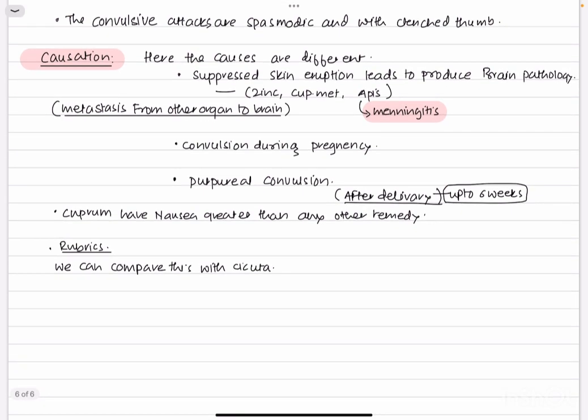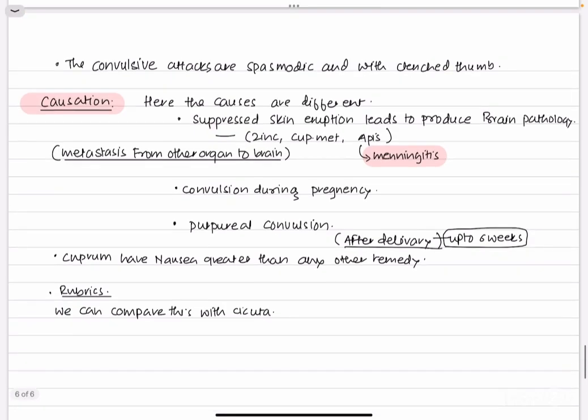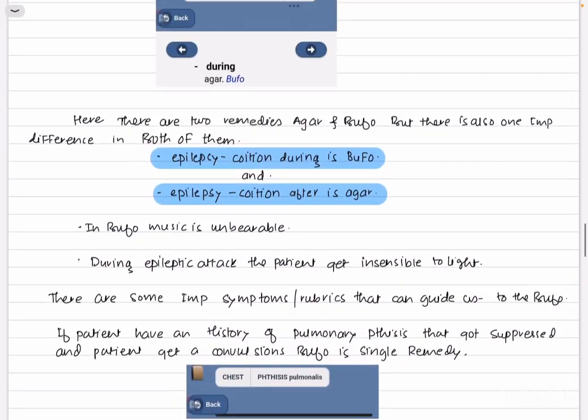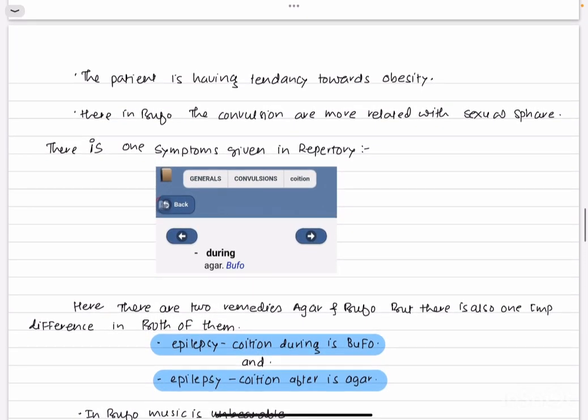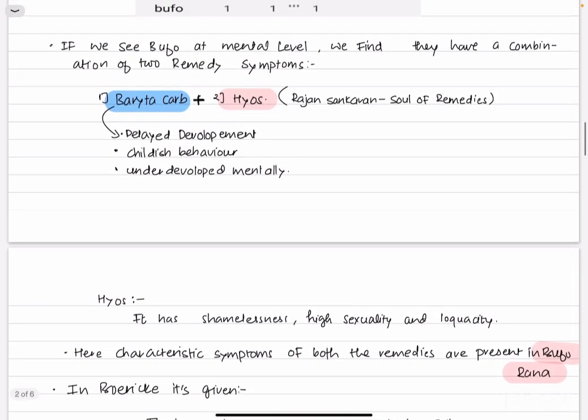Now there is another important symptom: convulsion during pregnancy and even after pregnancy. There is puerperal convulsion after pregnancy, up to the 6th week. If the person is in the puerperal phase, up to the 6th week, and gets the convulsion only after the pregnancy, we can think about this remedy. Cuprum has nausea greater than any other remedy. This is also an important symptom. So these are the important things in epilepsy about Bufo, Rana, and Cuprum metallicum.